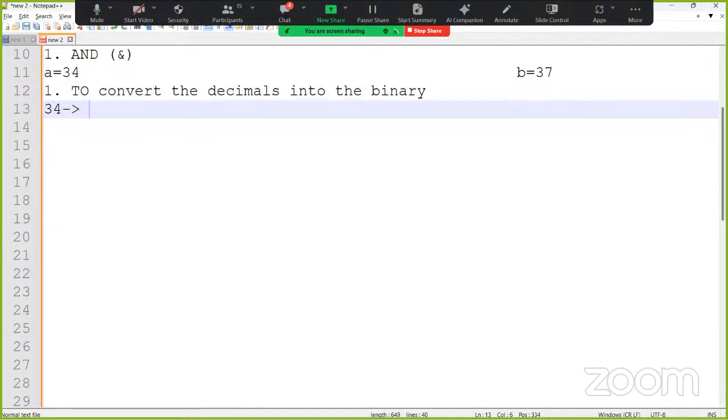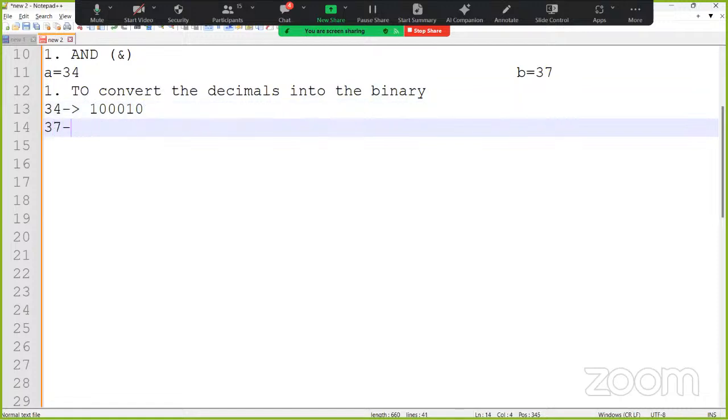1, 0, 0, 0, 1, 0. Okay, can you please repeat it? So we have 1, 0, 0, 0, 1, 0. Now, what is the binary of 37? Tell me. 100101. Right? This is the binary of 37.